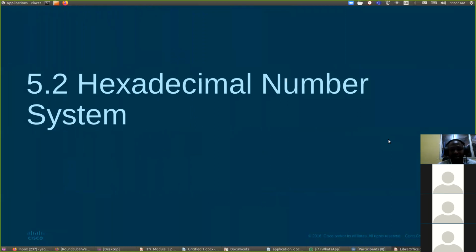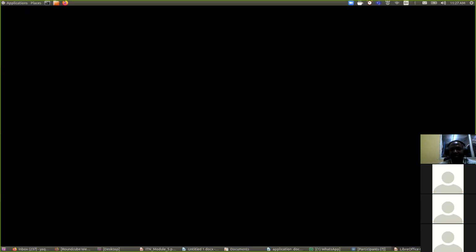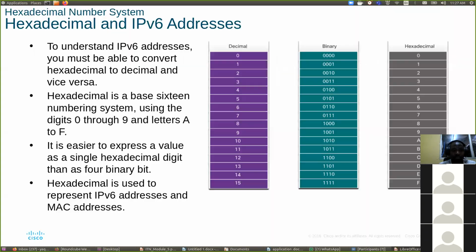So we are done with decimal to binary and binary to decimal. Now we move to hexadecimal numbers. Hexadecimal numbers are of base 16, right? Base 16. Okay.